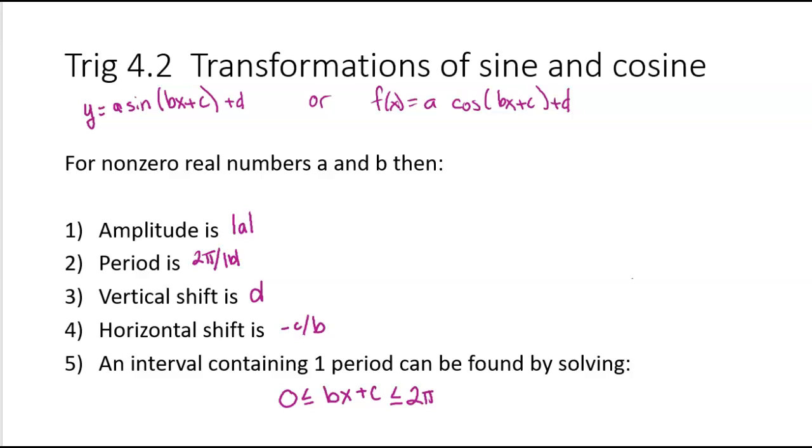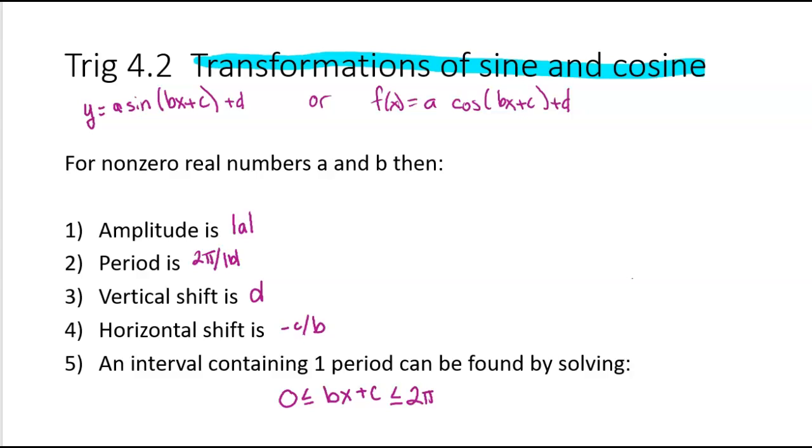In this video, we're still talking about the graphs of sine and cosine, but more specifically, what we are talking about now is transformations. Okay, and so our transformations means that we are going to see our graphs have a horizontal shift and/or a vertical shift.